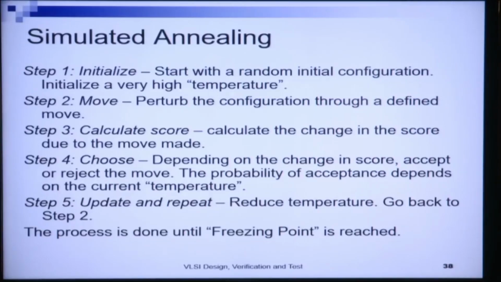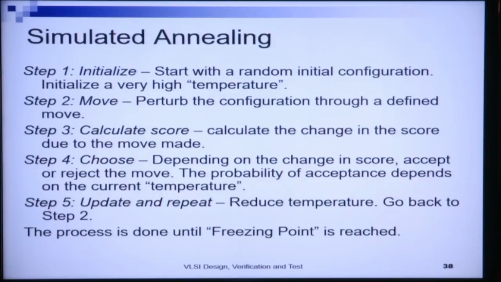So we start with a random initial configuration and initialize it to a very high temperature, and then we perturb the configuration through a defined move. So perturbing means I make a move, either a merge or a split, randomly. So that is what I mean by perturb. Then we calculate the change in score. Which score? For us, the score is the cost. So the area cost of the solution is our score. We calculate the change in area cost or score due to the move made.